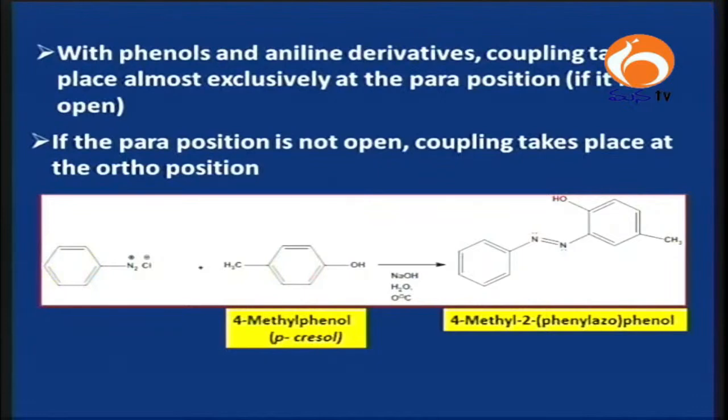As we observed in the previous examples, generally the coupling takes place at the para position. Whenever the para position is not free, not open, then coupling will occur at the ortho position. As you see in this particular example, the methyl group is para to the hydroxy group. Therefore, the para position is not open, and this diazonium ion will undergo electrophilic substitution at the ortho position to the OH, since the para position is occupied by the methyl group.